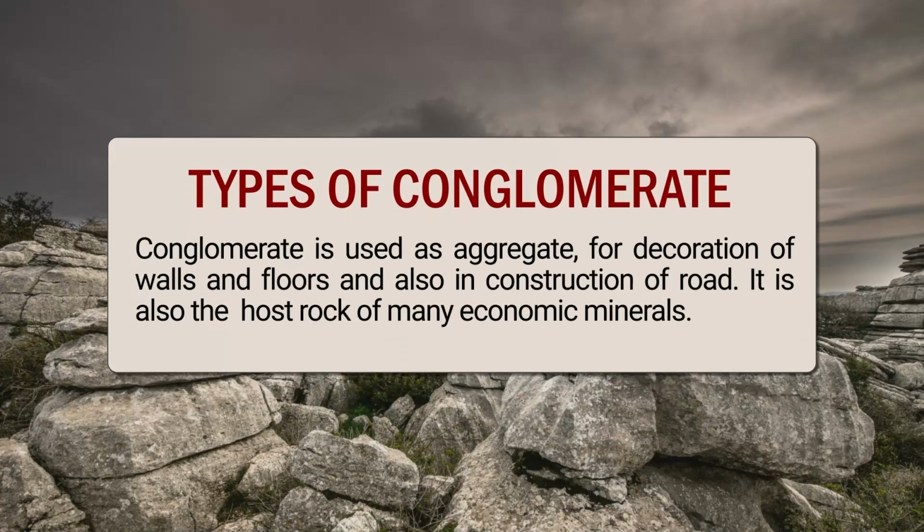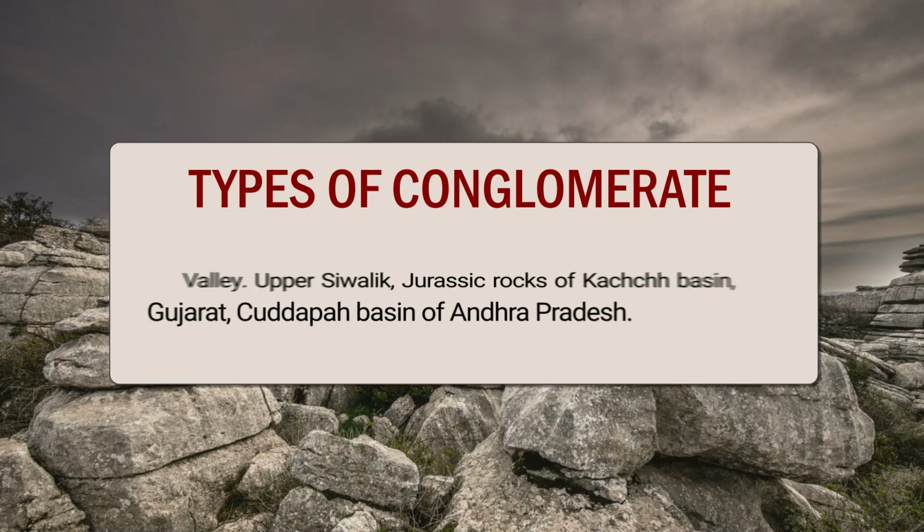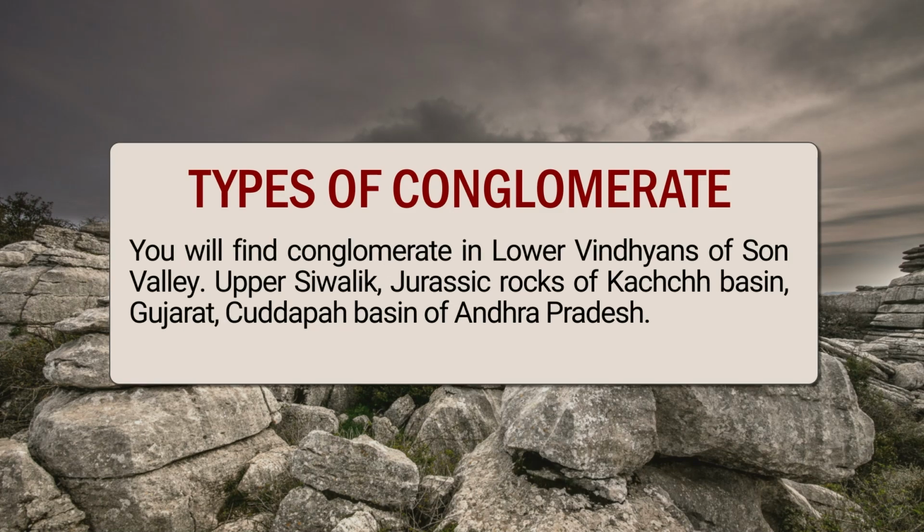If we talk about the uses of conglomerate, it is used as aggregate for decoration of walls and floors, and also in construction of roads. It is also the host rock of many economic minerals, and you will find conglomerate in the lower Vindhyans of Son Valley, then also in the upper Siwalik Jurassic rocks of Kutch Basin, that is in Gujarat, and also in Kudappa Basin of Andhra Pradesh.